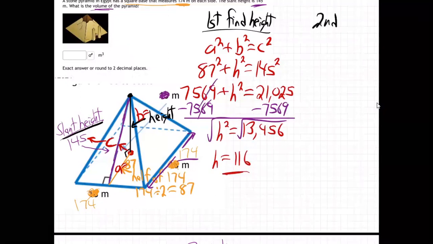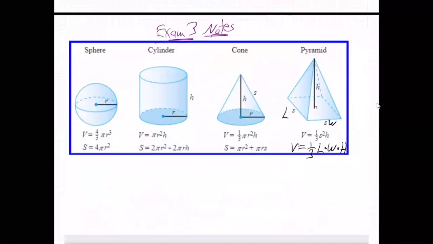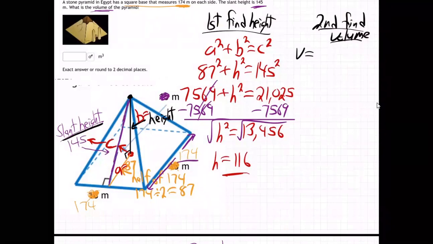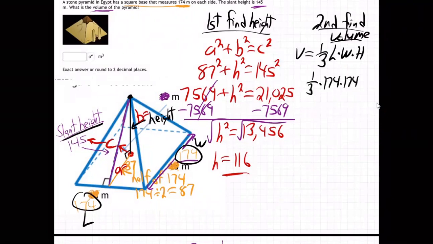Now the second step, find the volume. What is the volume equal? Well, going back to the pyramid formula, volume is 1/3 length times width times height. Now it should be doable, since we have the height. So it's going to be 1/3. What's the length and width? This is the length, and this is the width. They're the same, both just 174. So 174 times 174 times the height, which is 116.